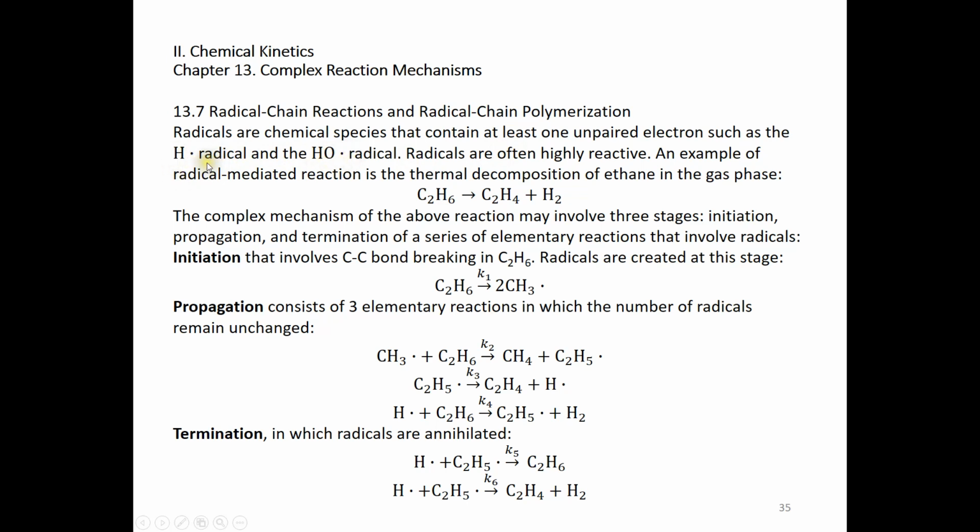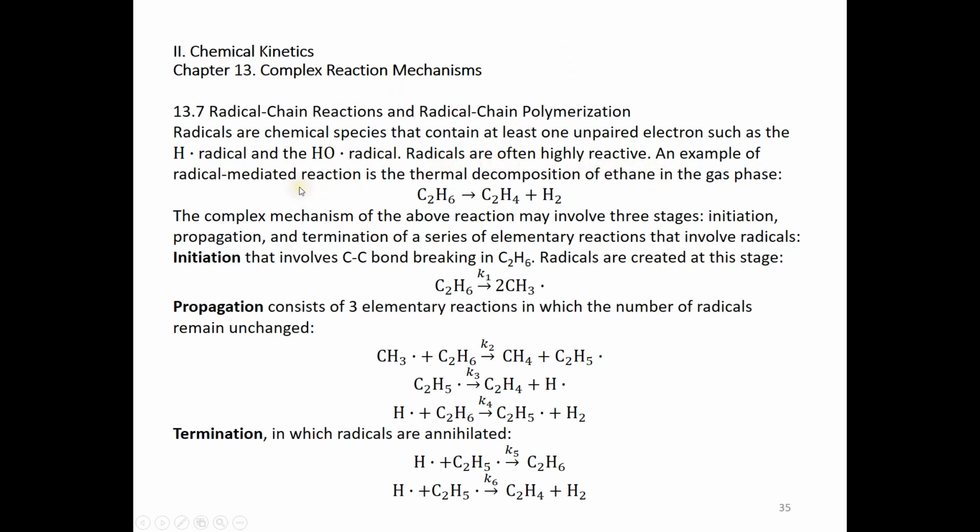In the hydrogen radical, we have only one electron, unpaired. In the hydroxide radical, we have a total of 9 electrons. 8 of them are paired, but there's also one unpaired electron. Radicals are often highly reactive.